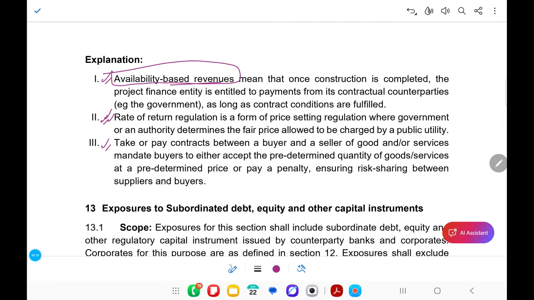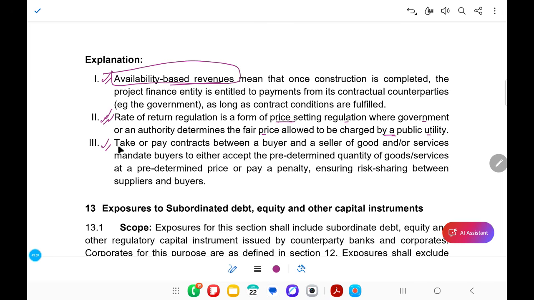Okay, usually for public utilities like water or electricity. Under this system, the government or a regulatory authority sets the fair price that the utility company is allowed to charge its customer. If I explain in simple language, the government caps the price at a level that covers the company's operating cost and allows them to make a specific predetermined profit margin, their rate of return, but prevents them from overcharging the public. So it is basically a form of price-setting regulation, where the government or authority determines the fair price allowed to be charged by the public entity, right?